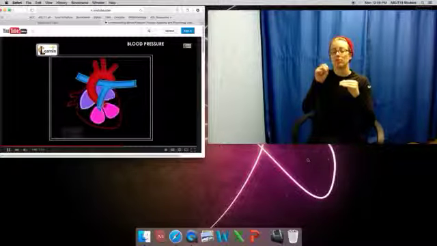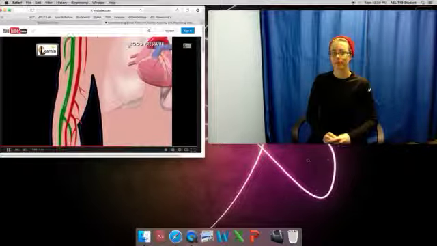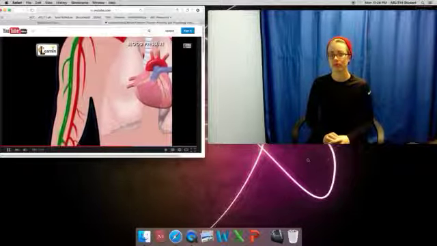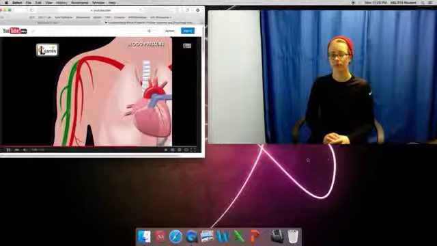When the diastole occurs, no more blood is pumped by the heart. The blood vessels return to the normal diameter and maintain blood pressure at a lower level. This is diastolic pressure.